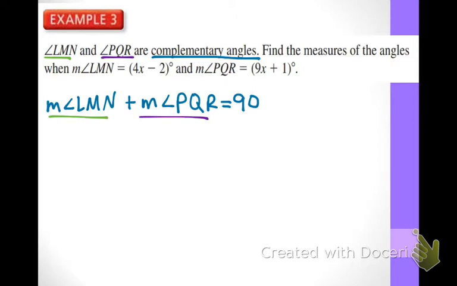So then from here, we plug in, what is the measure of angle LMN? 4x minus 2. And the measure of angle PQR, 9x plus 1.